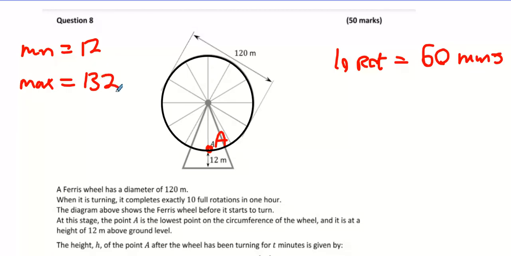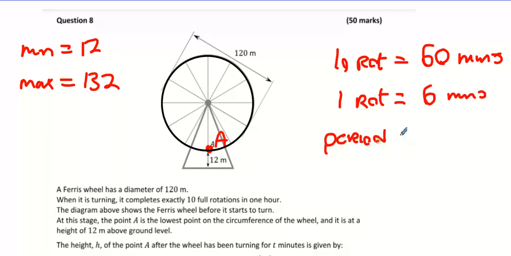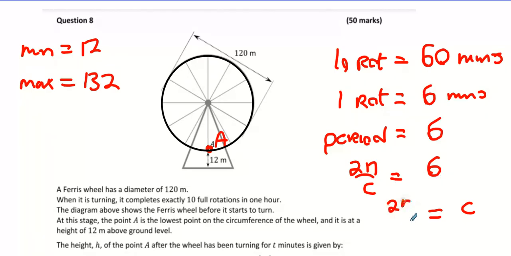Yeah? Deadly. Okay. Now, the height h is the point of area after t minutes, right? First thing you're going to figure out is what's one rotation? 6 minutes. Okay. And one rotation is known as the period. Period is 6 minutes. You go with that? 2 pi over c is what? 6. C therefore must be 2 pi over 6. See how quickly we figured out that?